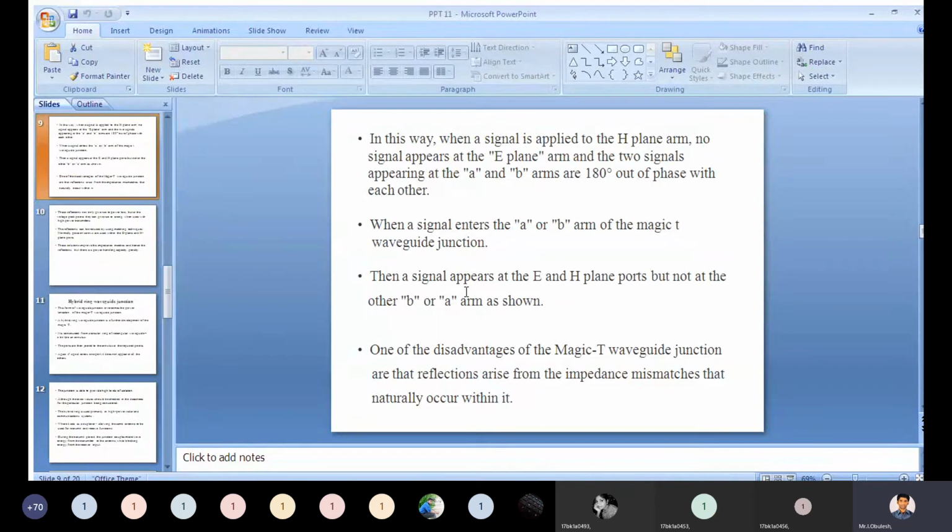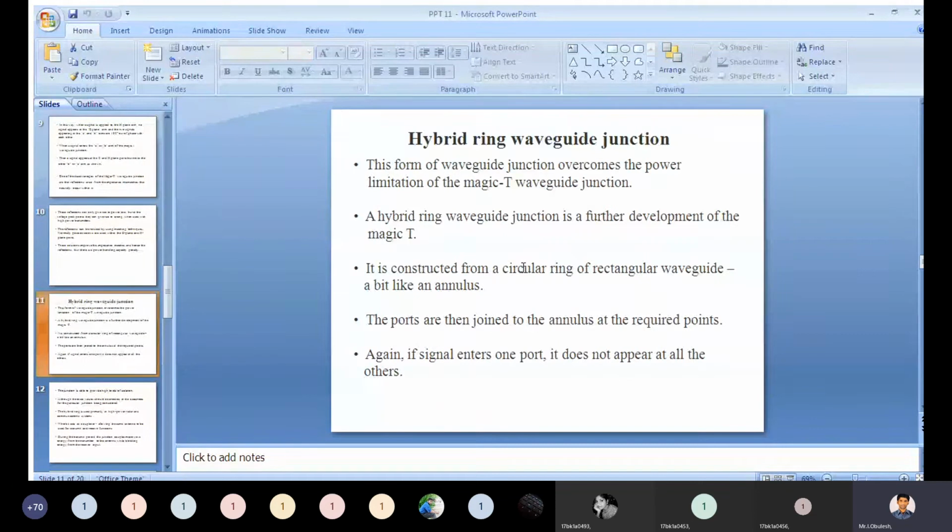Okay, so the next important one is the hybrid ring waveguide junction. The next type is the hybrid ring waveguide junction. I think all of you understand the concept of the magic waveguide junction.